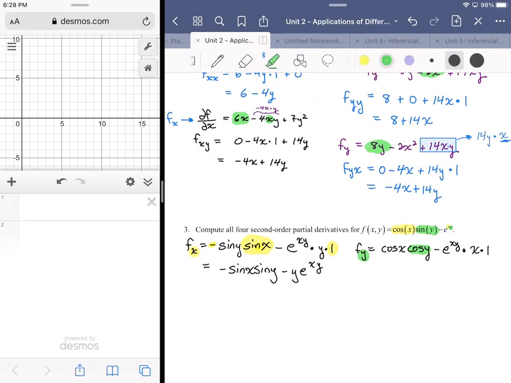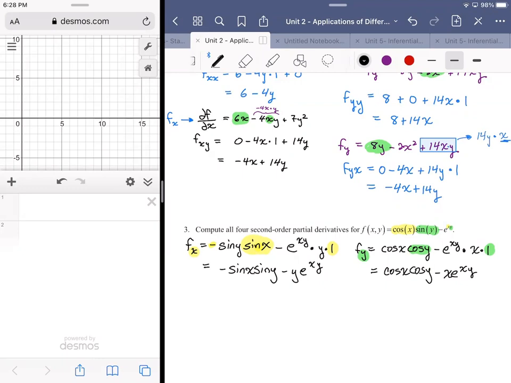All right. So it's essentially, for at least that part, the same idea, except we get an x instead of a y. All right. So cosine x cosine y minus x e to the xy. All right. So now I need my second order partials.